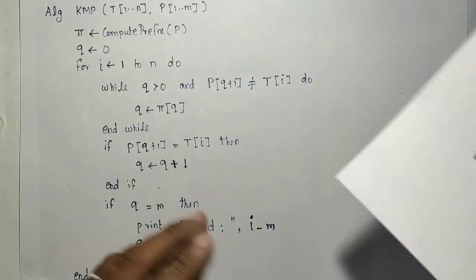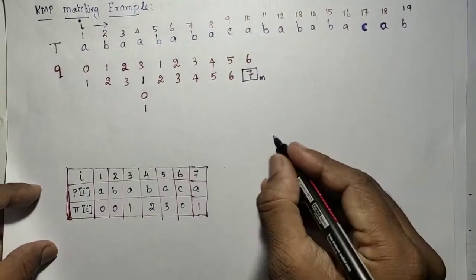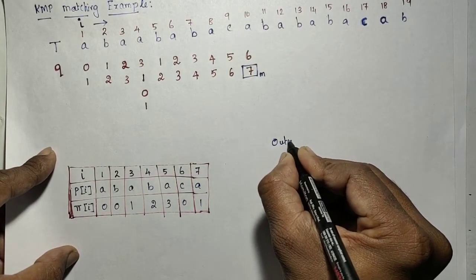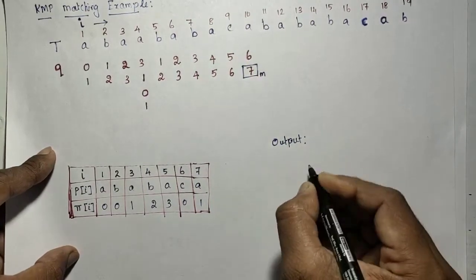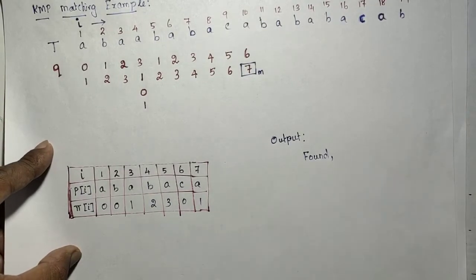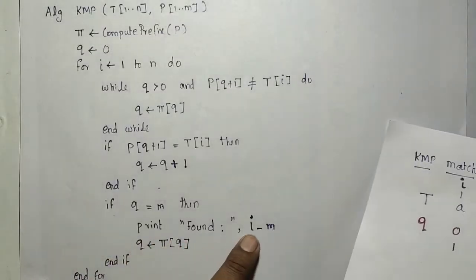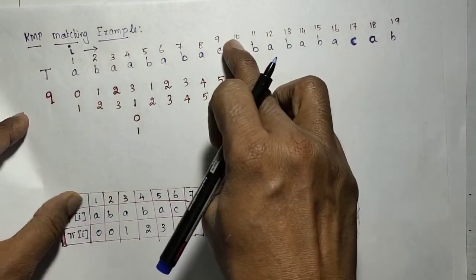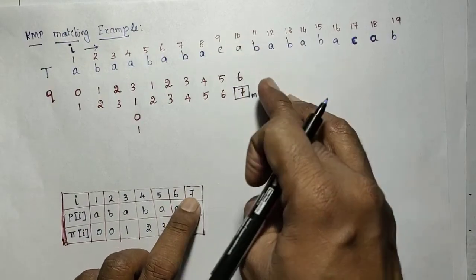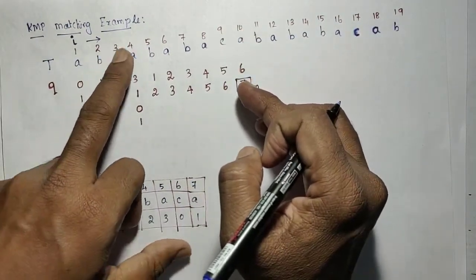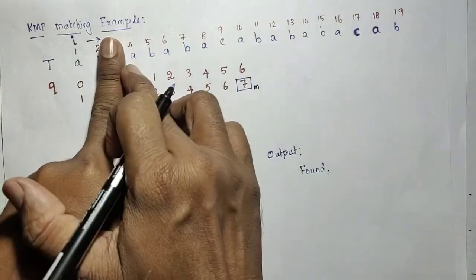Found. Okay. So the output is, it will print found and i minus m. What will be printed? i minus m. i is nothing but 10. 10 minus m is nothing but 7. 10 minus 7 is 3. It means that if you are doing 3 shifting, you will get the pattern.